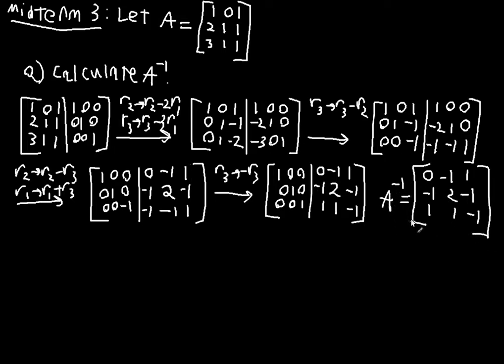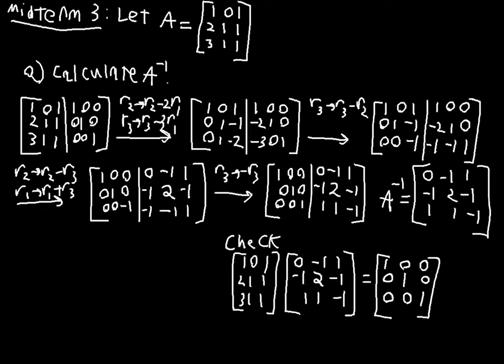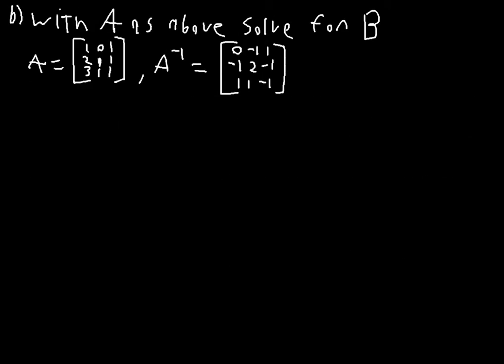Now, if you had enough time, what you could do is a quick check to make sure that your computations worked out right by multiplying A and A inverse. Hopefully what you'll get is the identity matrix. As long as that works out, then you're good. Assuming that both are square, then it works. Okay, so the next part of the question asks us to use A, and also A inverse, above, to solve for various B's.